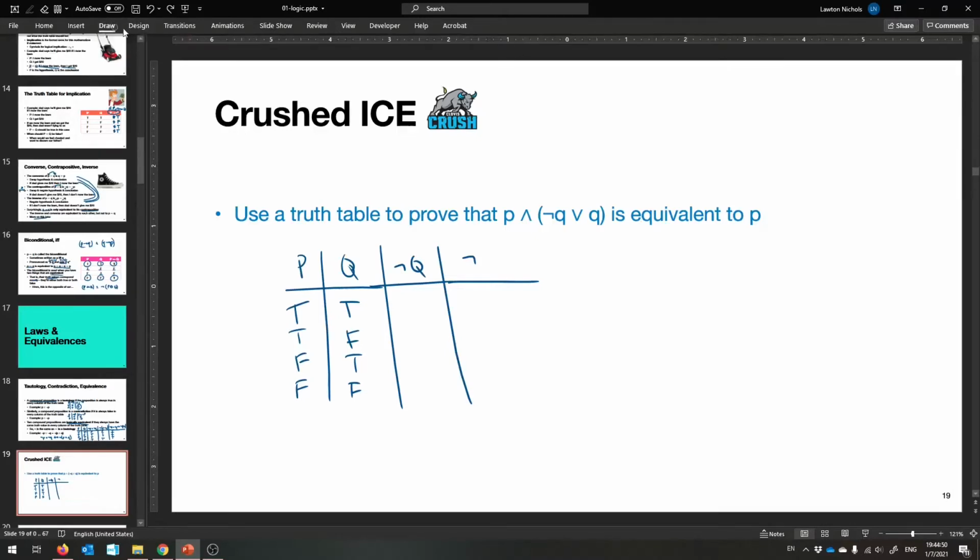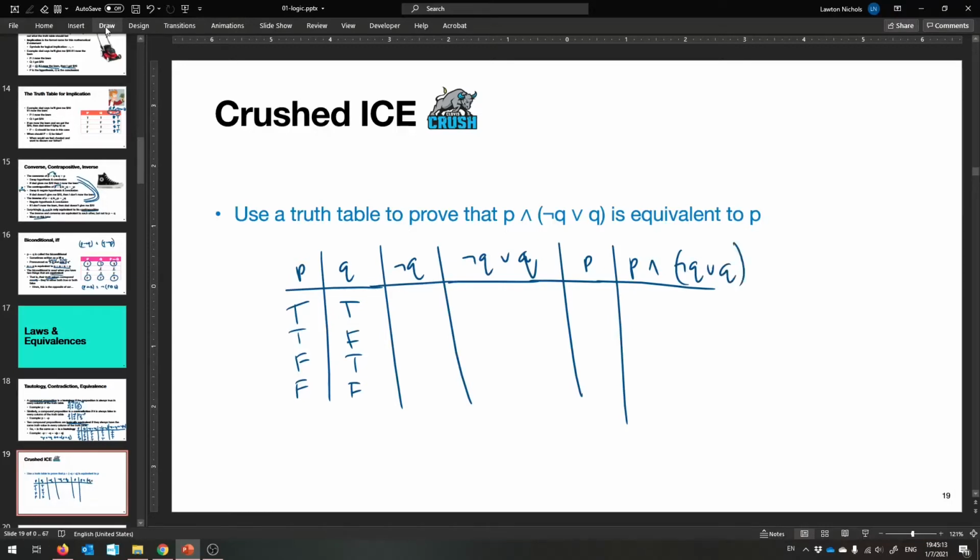And somehow, in the process of writing this down, I have made lowercases capitals. So let me fix that. P, Q, not Q, not Q or Q, and then P. And then finally, we're going to use all that together to make P and not Q or Q. Okay? So, pardon my horrible straight lines, but let's get started.